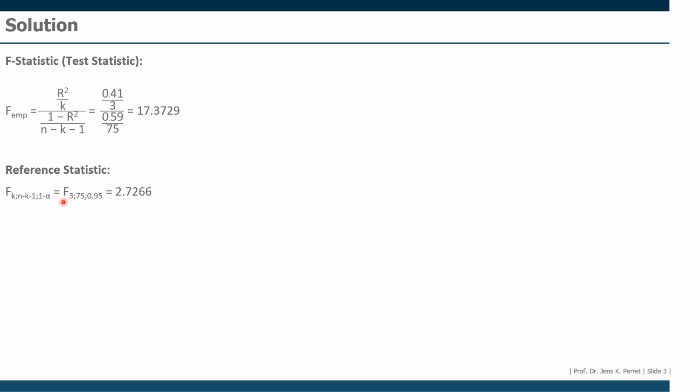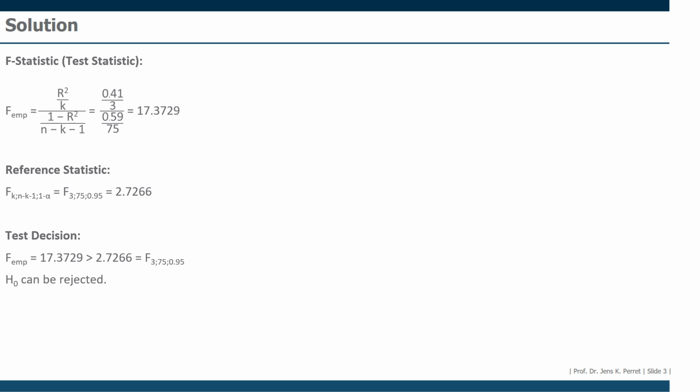Then we turn to the respective table for the F distribution and look up exactly this value, which is stated as 2.7266. So that's more or less everything we have to do in preparation, because for the test itself we only compare test and reference statistic, seeing here that the test statistic is much larger than the reference statistic, which means our H0 hypothesis can be rejected.